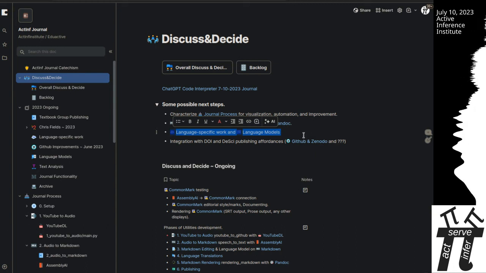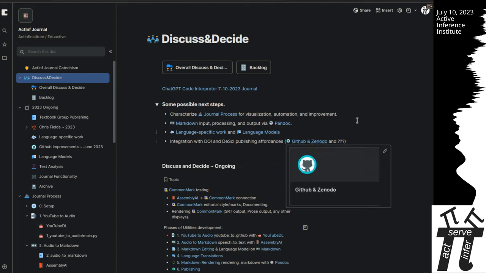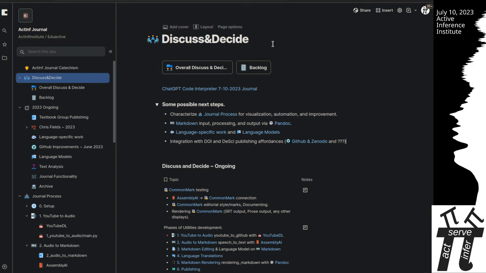How can we integrate language models and transformer models? How can we input, process, and output markdown files better? How can we integrate with DOI, Digital Object Identifier, and DSci publishing affordances? We already do this through GitHub and Zenodo, but maybe there are some other ways that we could get some publishing affordances going. And yeah, we'll look forward to how things develop in this area.